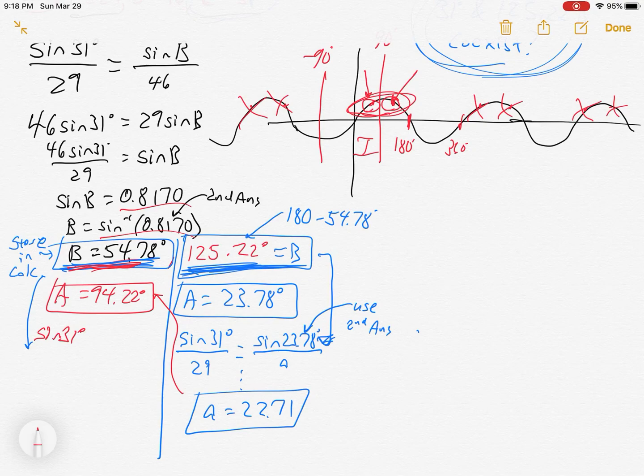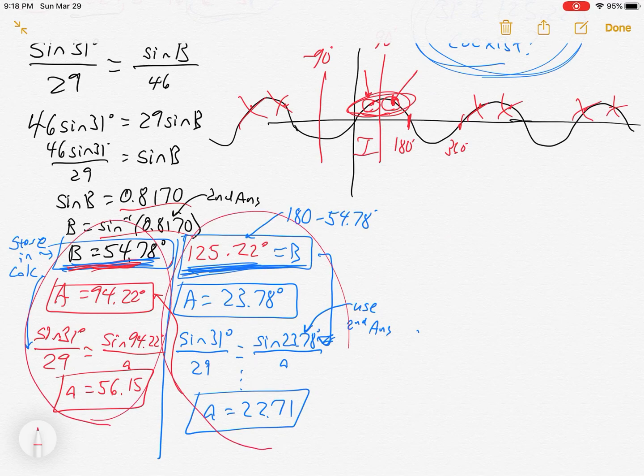Use the sine 31 over 21 known column, or is that 29? 29 known column for the last time. Equals sine of, we'll put in that 94.22. Actually, we're putting in the second answer over A, and this one should be 56.15. Box it. So you see the 6 boxed answers. You have 2 solutions, 1, 2.